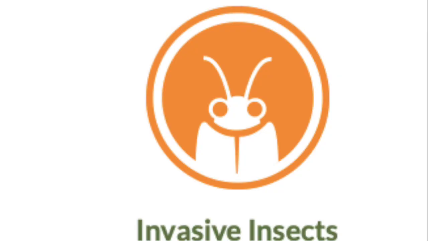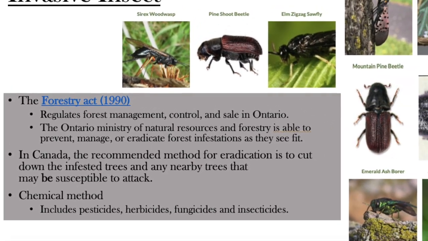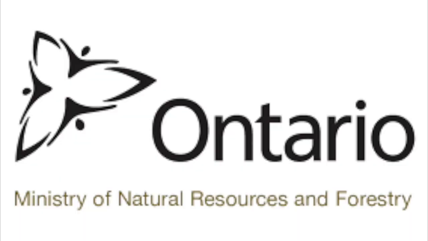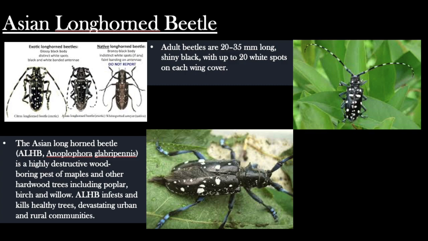The last category of invasive species listed by the Invasive Species Centre of Canada would be the invasive insects. Invasive insects are regulated and combated by the Forestry Act. This act regulates forest management, control, and sale in Ontario. The Act grants the Ontario Ministry of Natural Resources and Forestry the ability to prevent, manage, or eradicate forest infestations as they see fit.